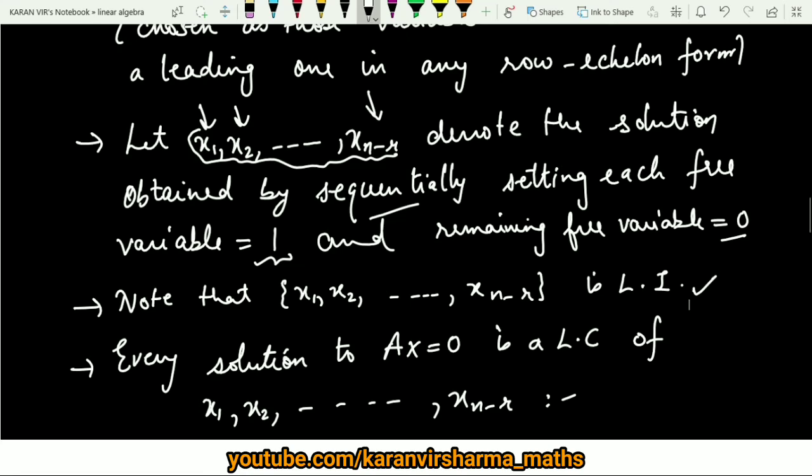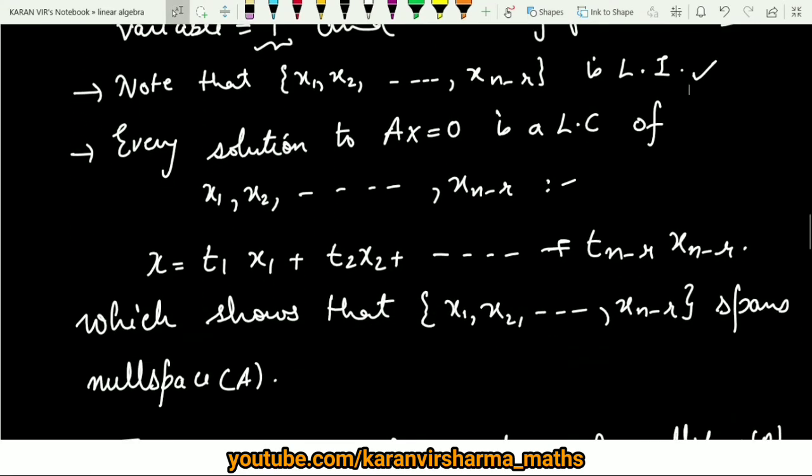So if they are linearly independent, the second thing which I will be proving is that they span the full null space. If these two things hold, then I will say that they form a basis and hence we can talk about the dimension. That is the approach which I will be using in this theorem. So every solution to Ax equals 0 is a linear combination of x1, x2 and so on to xn minus r.